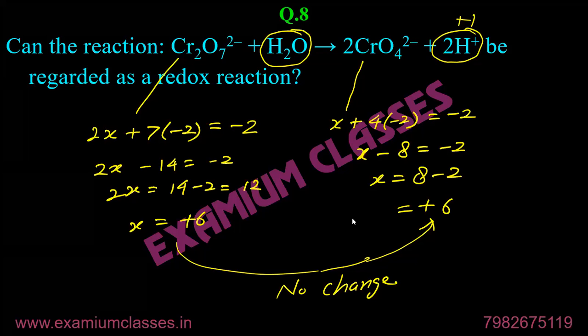We need to consider only chromium. That is something for balancing. To find out whether there is oxidation or reduction, we just need to consider at atomic level.